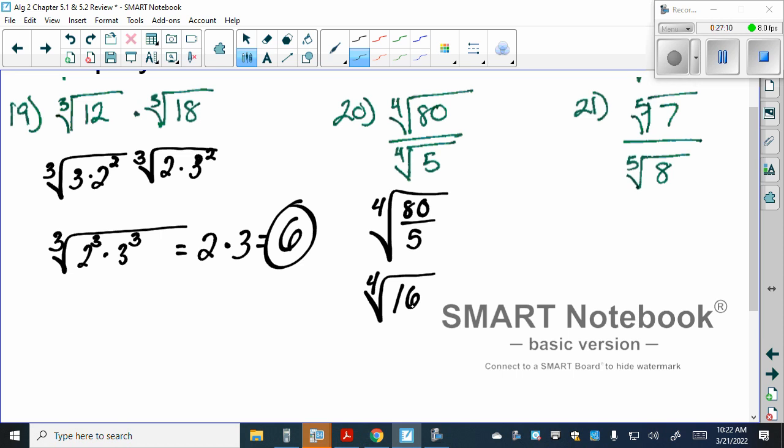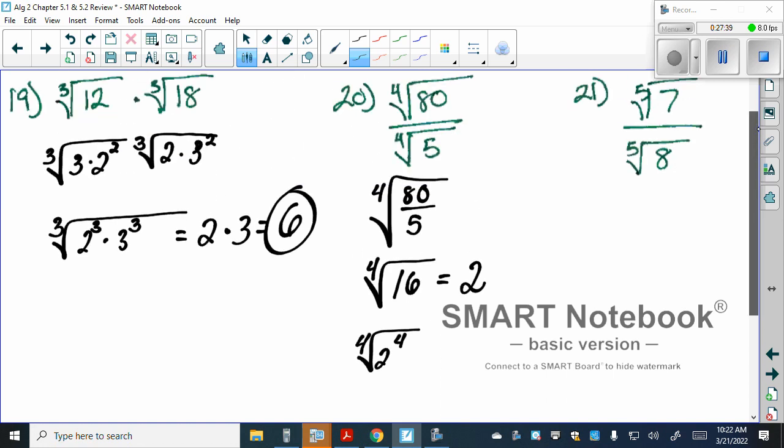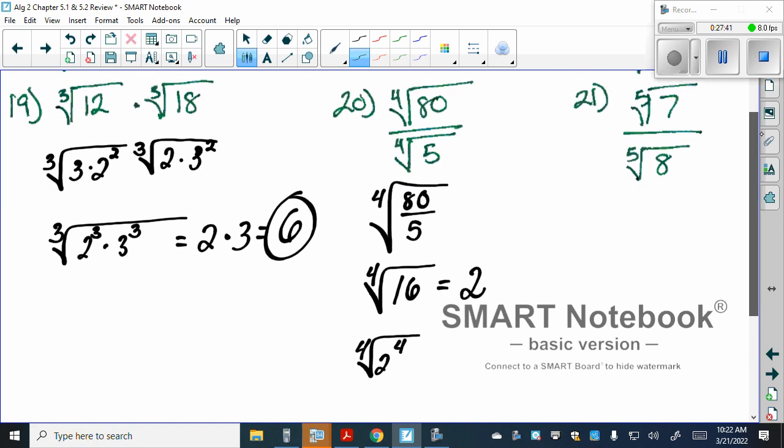So now we're just really seeing, can we take the fourth root of 16? We can, it is 2. Really what we're saying is that the fourth root of 2 to the fourth is 2. So these first two here do simplify nicely, and we could have actually typed the second one into the calculator also, and it would have told us that it is 2.